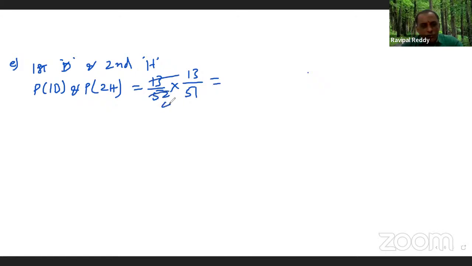13 ones 13, 13 fours. Now there is no common factor. Now 1 into 13 is 13 by 4 into 51. 4 into 51 is 204. So your answer is 13 by 204.